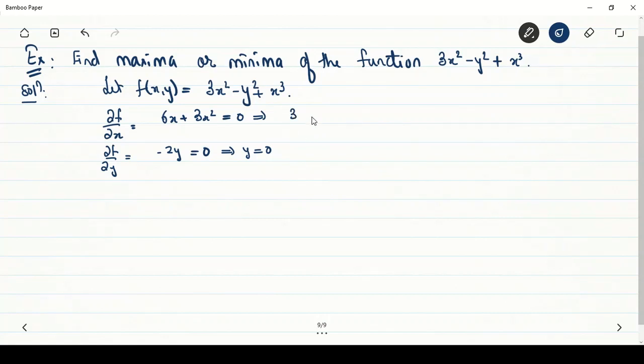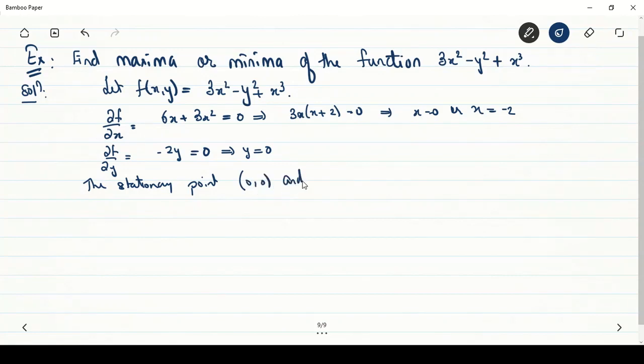So from this equation we get y is equal to 0, and from the other equation we get 3x into x plus 2 is equal to 0. So this implies either x is equal to 0 or x is equal to minus 2. So the stationary points or the critical points are x equal to 0 and y equal to 0, so this is 0, 0, and x equal to minus 2 and y equal to 0, so this is minus 2, 0. So these are the stationary points.